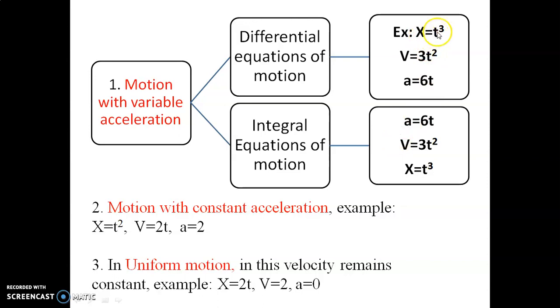In the first case, the displacement equation was given, and if I differentiate t cube, the derivative is 3t square, and this is the velocity. Again, if I keep on differentiating, the derivative of 3t square is 6t. In this way I have derived these two equations for velocity and acceleration.